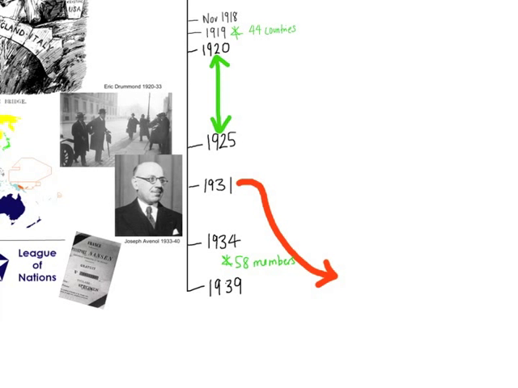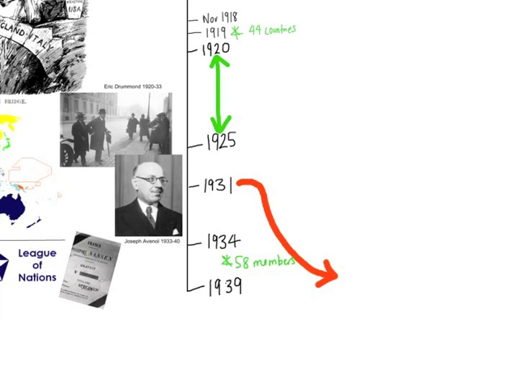Another thing, though, from 1931, we start to see high-profile failures of the League. We've got Manchuria, the Manchuria crisis, and we've got Abyssinia, which involves Italy yet again. And then by 1939, of course, we know that World War II breaks out, which has got to be the ultimate failure of the League of Nations.